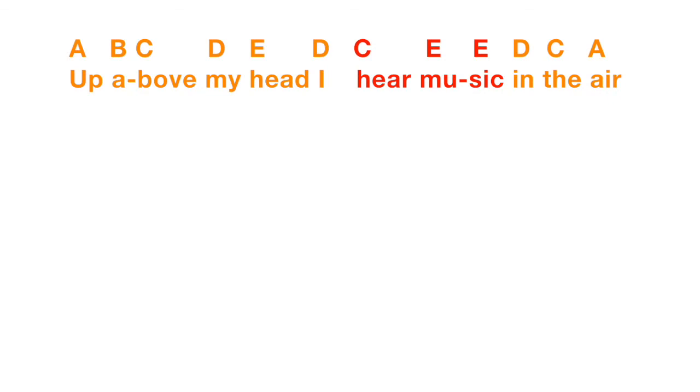All right? And then you have D on the I. Each of those, my, head, and I, one syllable each. So one letter each, one note each. And then hair, music. See that? So you've got C on the hair. And then you've got music. So you've got E, E for the two syllables there. And then in the air. Each of those in the air are one syllable each. So it's D, C, A.